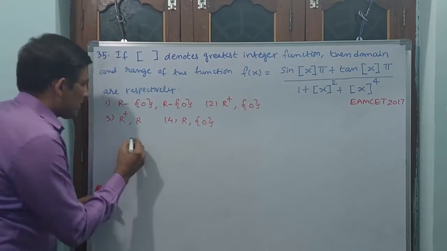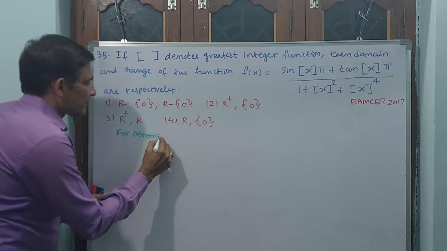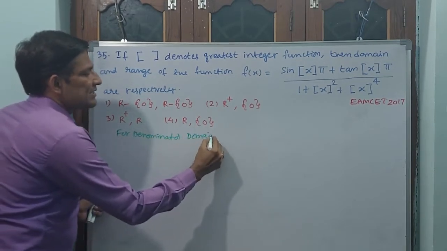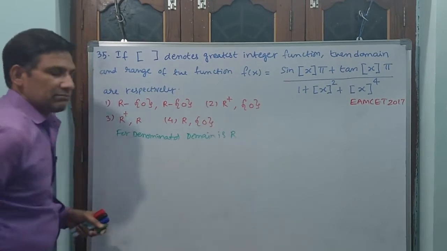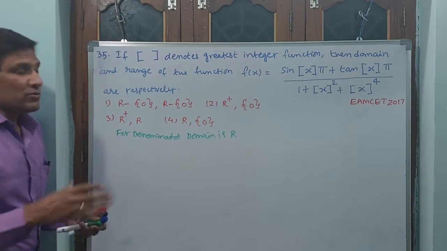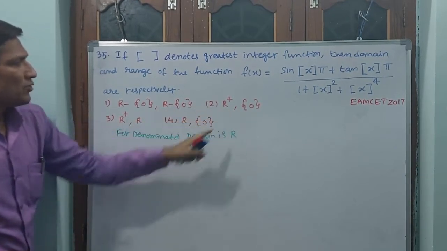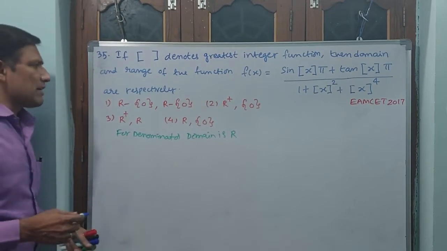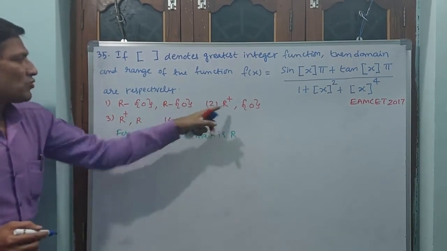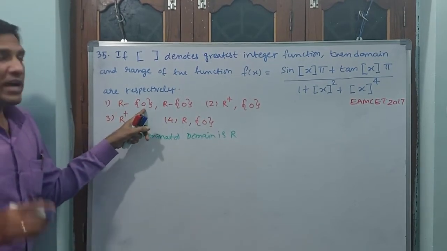You see what I am writing? For the denominator, the domain is the real numbers. It is not required to restrict to positive real numbers, because here R positive they have given, which is not required. Directly R you can give. R minus 0 they are mentioning, you wait.